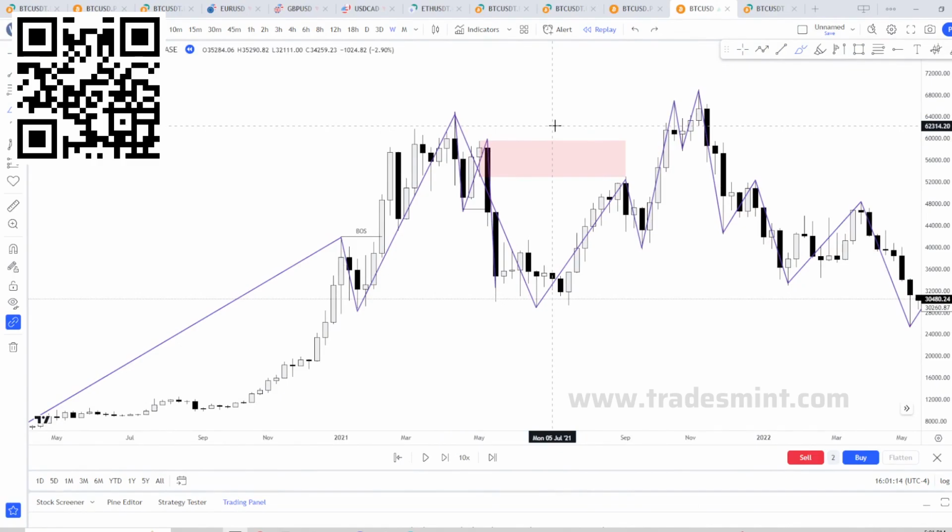Whereas if there is no imbalance created or inefficient price action created, then what's the big hype over using that zone?